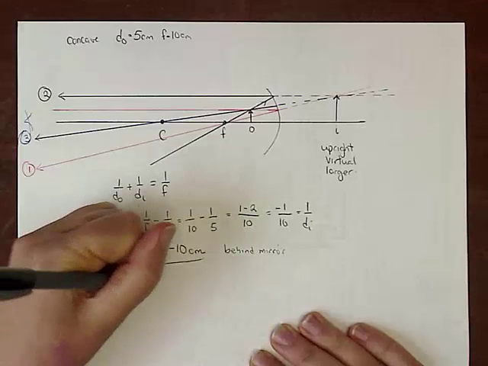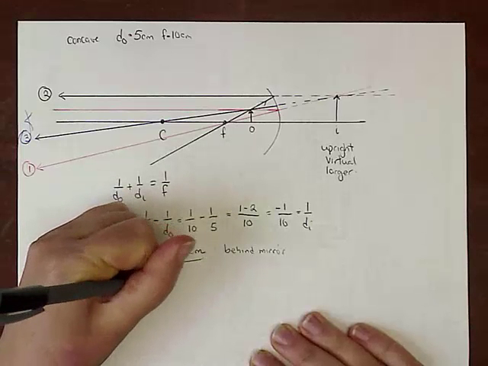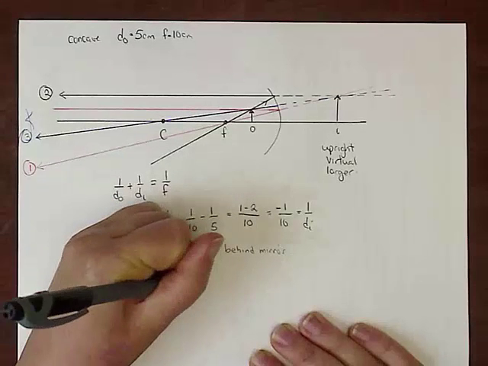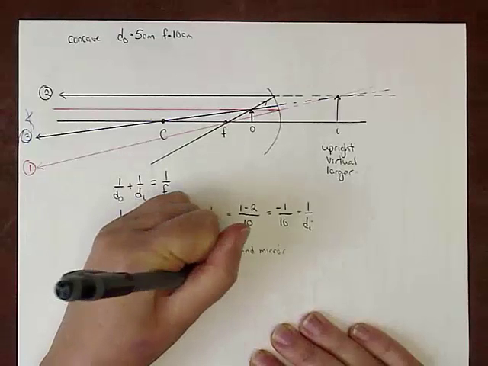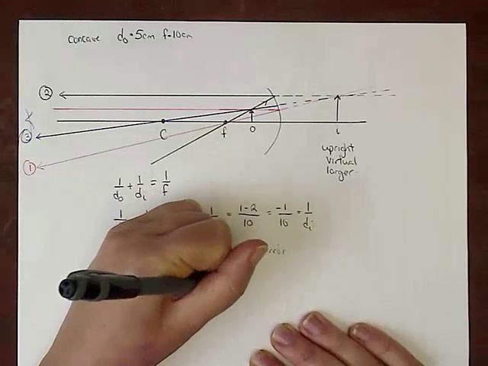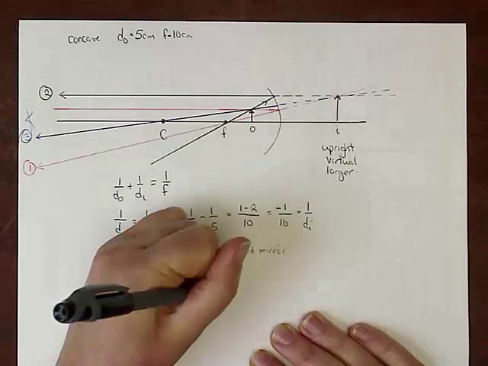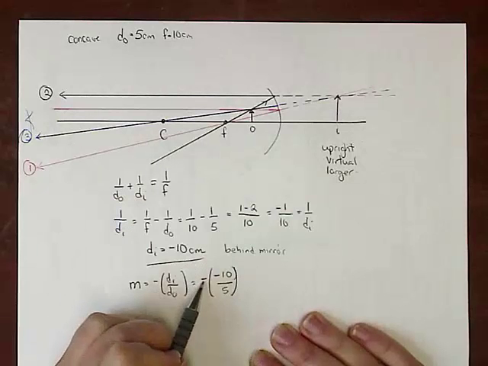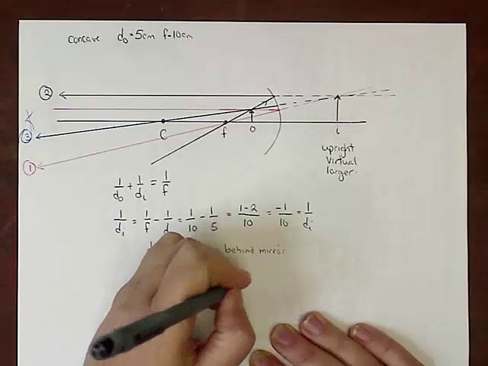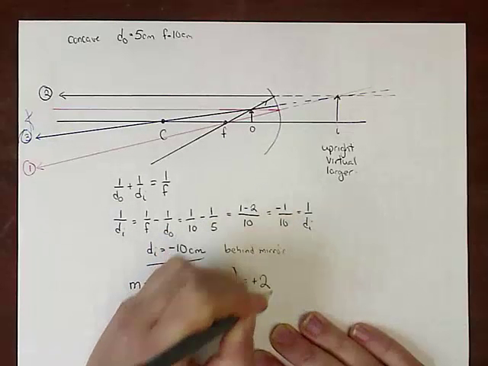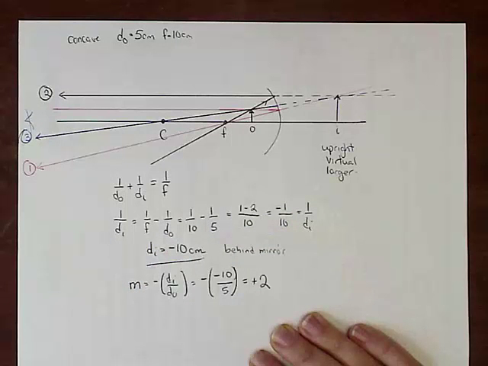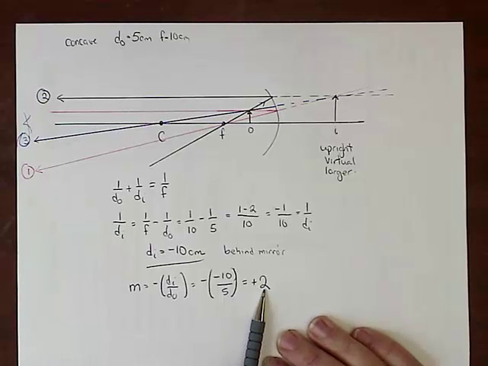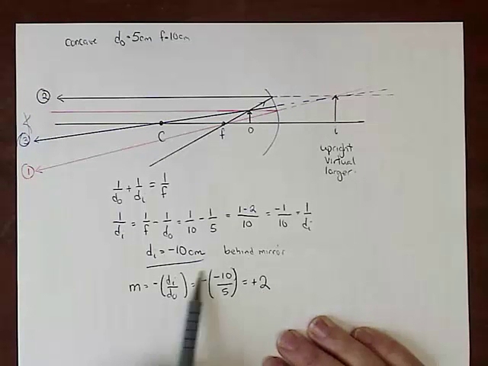Magnification is minus di over do, and I know both di and do now, so I do minus. Di is negative 10. Do was 5. So two negatives make a positive, so I get plus 2. So the image should be twice as high as my object. My magnification being positive means that it's upright. The fact that it's a number larger than 1 means it's bigger than the object, and it's behind the mirror.